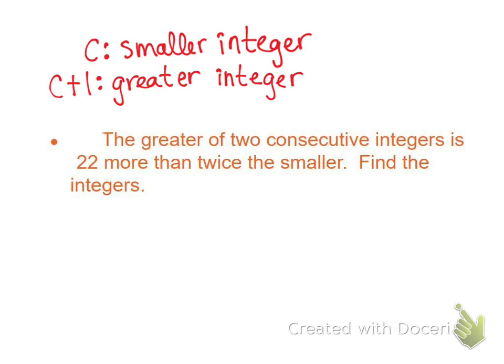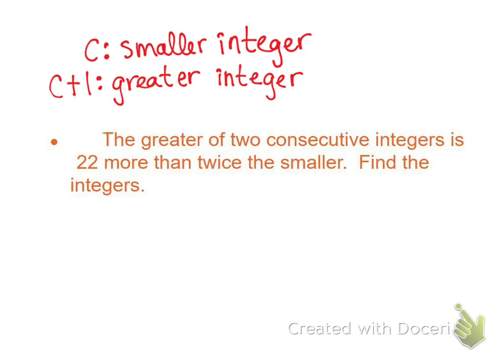For example, if our first integer was 1, the next one would be 2. 1 plus 1 is 2. Or if you started with 5, the next one would be 6. To get to the next consecutive integer, you've got to add 1. Do we have questions about those? Okay, we need those to keep going.